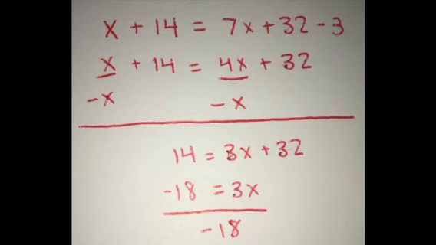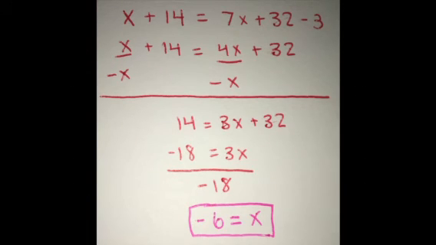The next problem is x plus 14 equals 7x plus 32 minus 3. So you're going to add the like terms together. So again, it's 4x minus x. And since x is smaller than 4x, but x is on the left side, you're just going to bring it to the right. So you're going to subtract x from 4x and end up with 14 equals 3x plus 32. Then you're going to subtract 32 from 14, and you're going to receive negative 18 equals 3x. Then you're going to divide that whole thing by 3. The answer is negative 6 equals x.